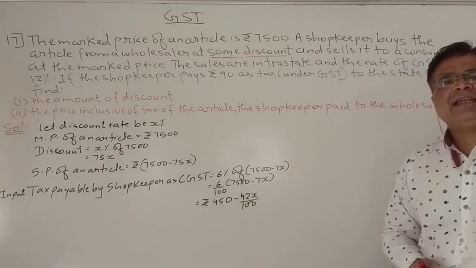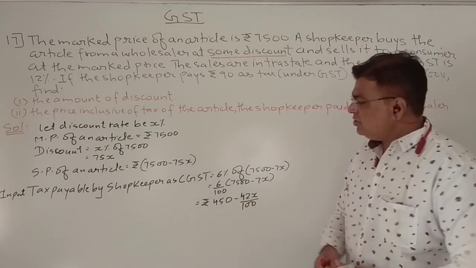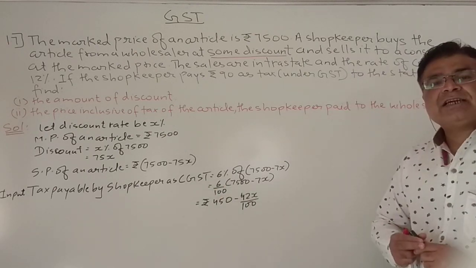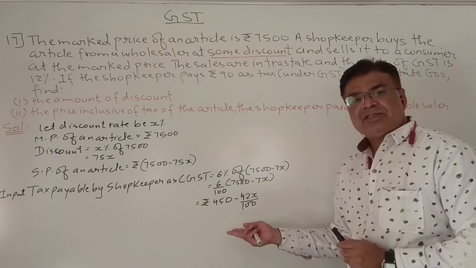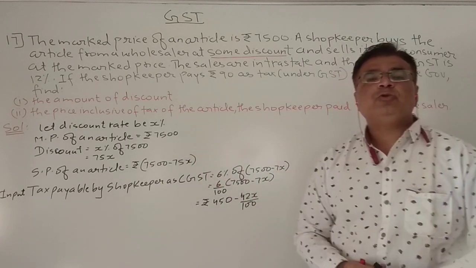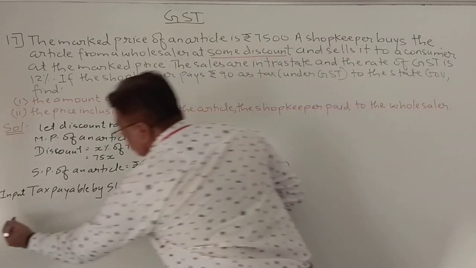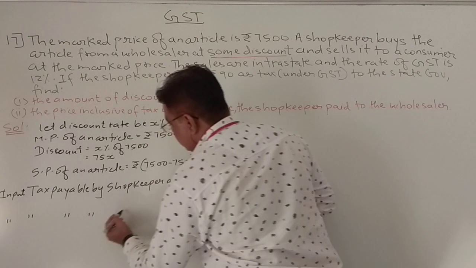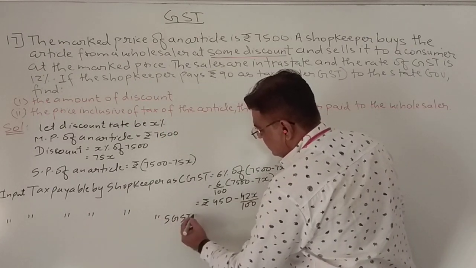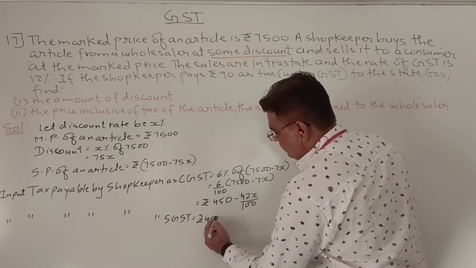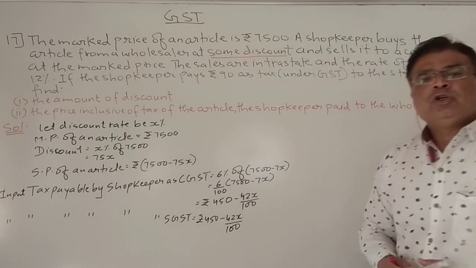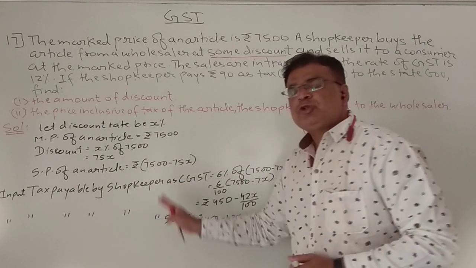Okay, so this is the input tax paid by the shopkeeper as CGST. Now let us see what will be the input tax paid by the shopkeeper as SGST. It will be the same, because we know in intrastate the tax is equally distributed to state and central government. So input tax payable by the shopkeeper as SGST will also be rupees 450 minus 42x upon 100. So this is the tax paid by the shopkeeper to whom?